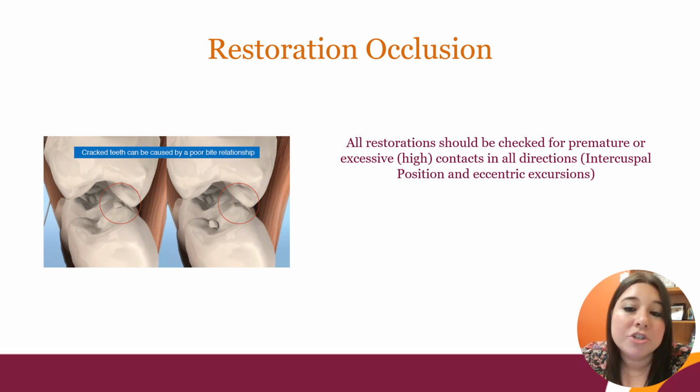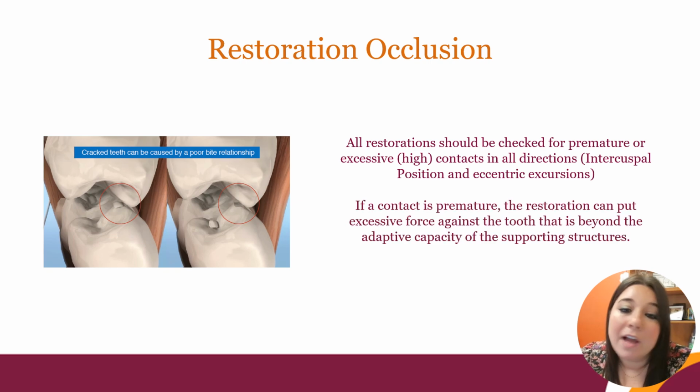Alright, restoration occlusion. So all restorations should be checked for premature or excessive high contacts in all directions. If a contact is premature, the restoration can put extra force against the tooth that is beyond the capability of the tooth and surrounding structures. So we want to make sure that the patient is not hitting too hard on a filling, especially a newly placed filling, or they're going to end up with a lot of issues.